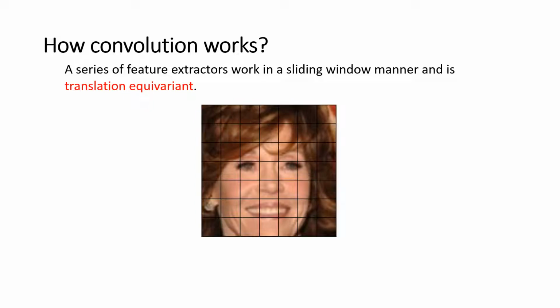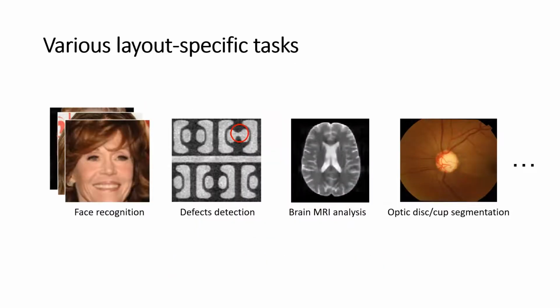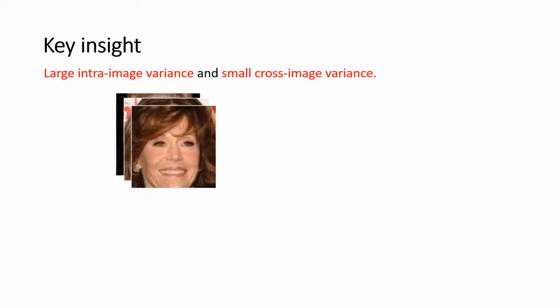It works by applying filters in a sliding window manner, making it translation equivariant. There are a series of filters for various feature matching. We claim that this translation equivariance is inappropriate for many layout-specific tasks. For example, face recognition, defects detection, brain MRI analysis, optic disc cup segmentation, etc.